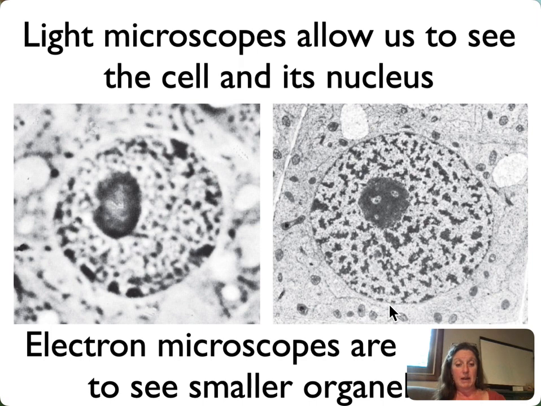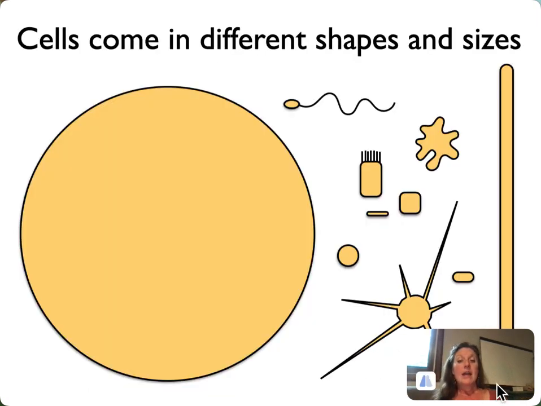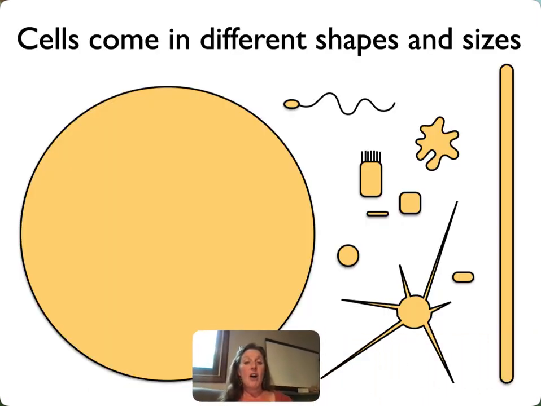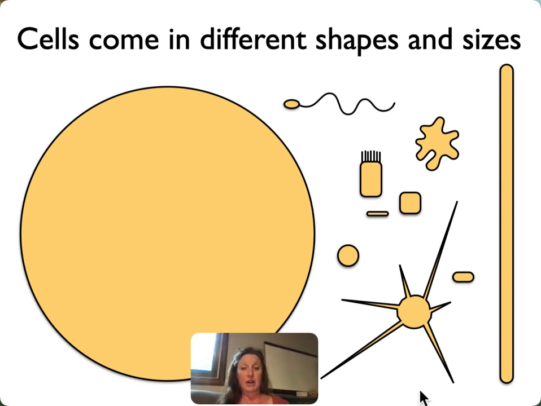So, a lot of what we know about the structure of a cell's organelles comes from the electron microscope. Now, cells come in all kinds of shapes and sizes, even within our own body. Here we have the egg, the ovum, which is about 130 microns or micrometers big, and the sperm, which is about 5 microns or micrometers, so the biggest and the smallest.